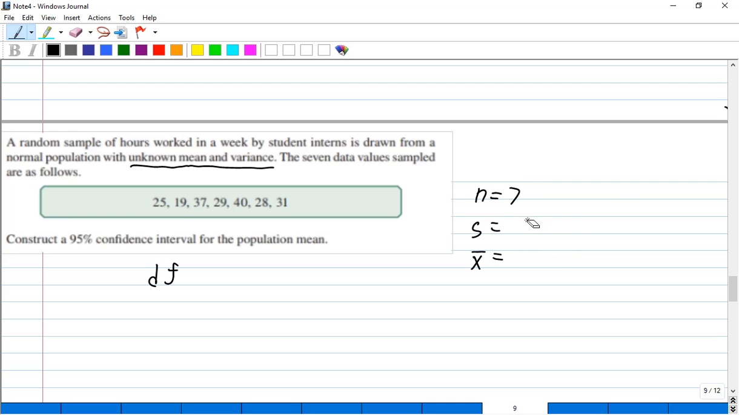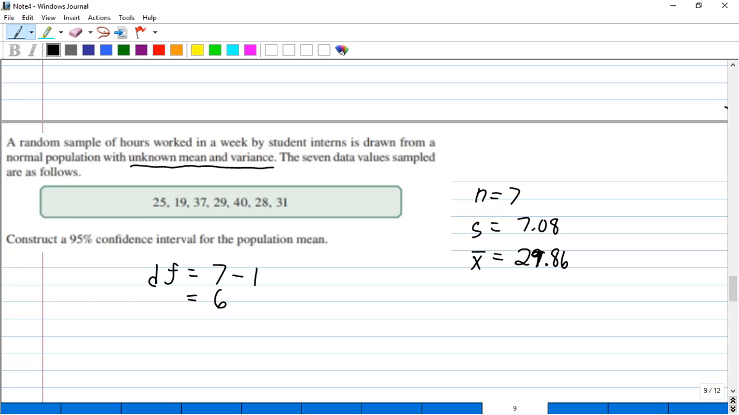So let me give you these values over. S is 7.08 and x bar is 29.86. All right. I just had the page turned over. Sorry. Degrees of freedom is what, though? 7 values. 7 minus 1. 6. Okay?